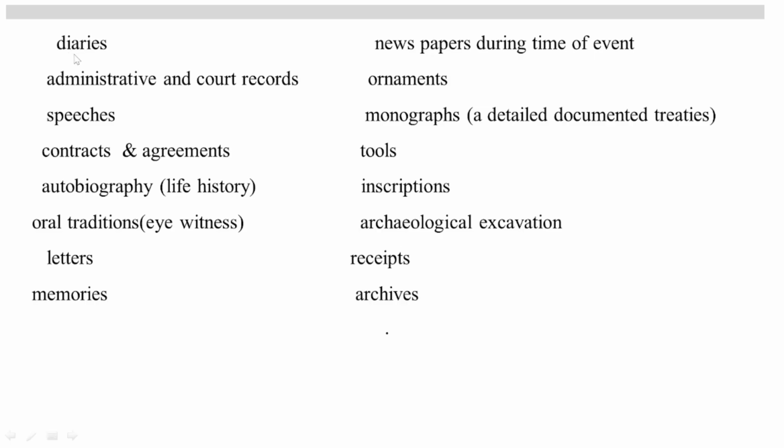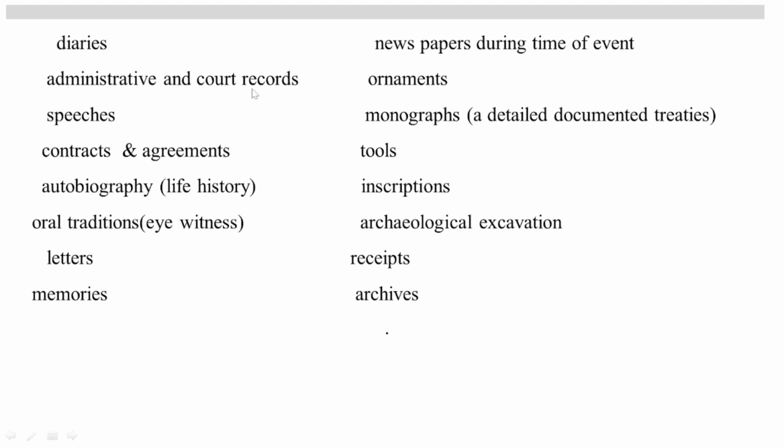Diary: information about the day-to-day activity of somebody, written by themselves. A person who writes down their daily activities keeps a diary. Newspaper during the time of the event: newspapers are often secondary sources, but a newspaper printed during the time of the event is a primary source. Other newspapers are examples of secondary sources.